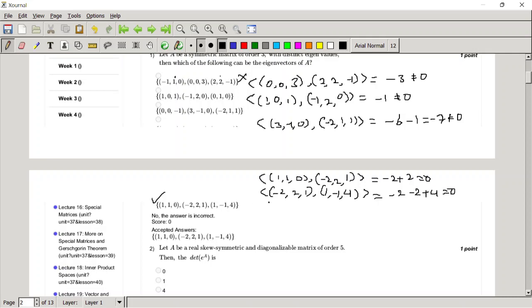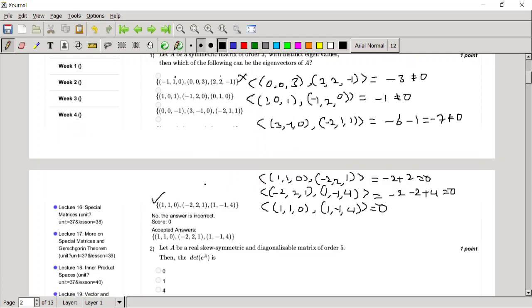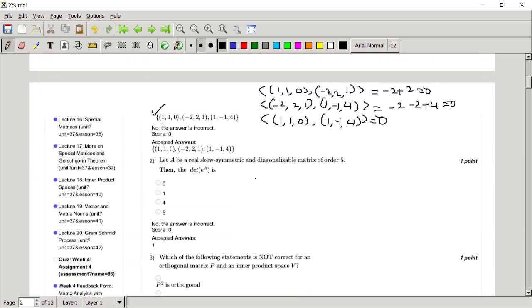Similarly for the first and third vectors, 1, 1, 0 and 1, minus 1, 4, you can check this is also equal to 0. So the fourth option is an orthogonal set. So we can say this can be the eigenvectors. This set forms the eigenvectors of A for some matrix A, not for each matrix A. So the fourth option is correct.